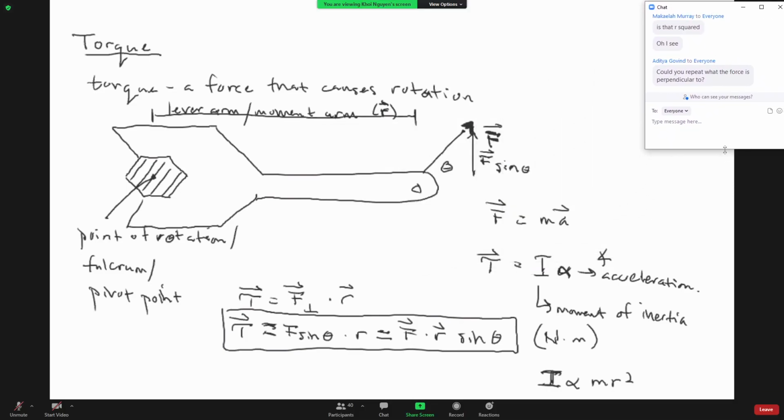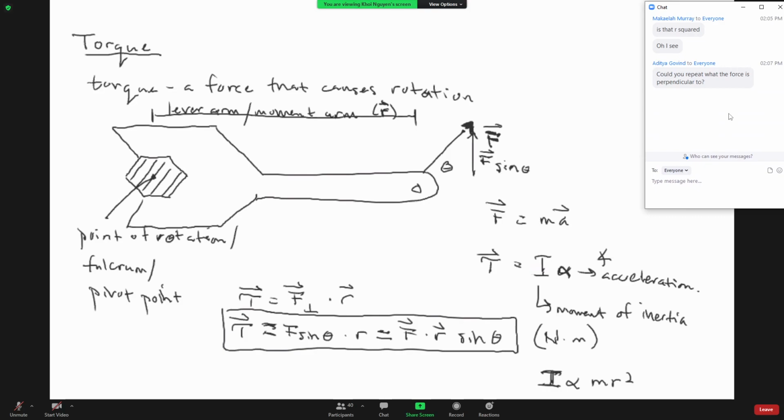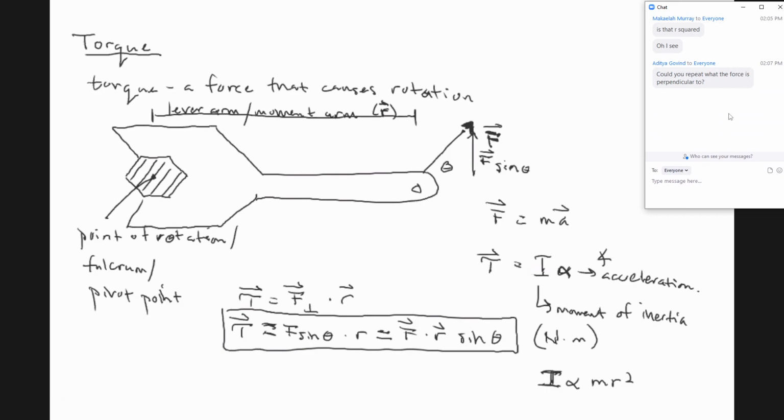Could I repeat what the force is perpendicular to? Oh, it's perpendicular to my lever arm. Force is perpendicular to the lever arm. Hence why we're looking at this, right? Because if we chose this direction, that would have been parallel to the lever arm, but we're not caring about that. We did that last week, right? When we talk about work. That was parallel force times displacement. Here we're talking about perpendicular force times some lever arm, some point from where the pivot point or the fulcrum is to where that force is acting.